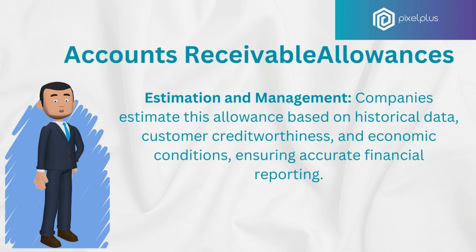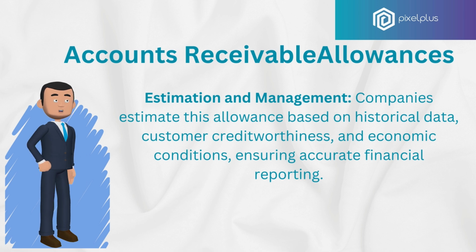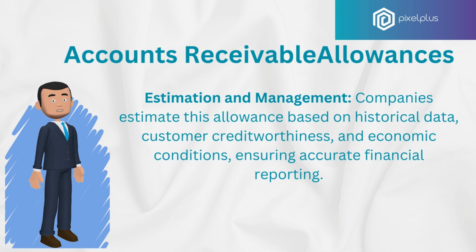Aging of receivables method. This method involves categorizing receivables based on the length of time they have been outstanding. Receivables are grouped into age brackets, for example 30 days, 60 days, 90 days past due, and different loss rates are applied to each bracket based on historical collection rates. Older receivables typically have a higher likelihood of becoming uncollectible and are assigned higher loss rates.